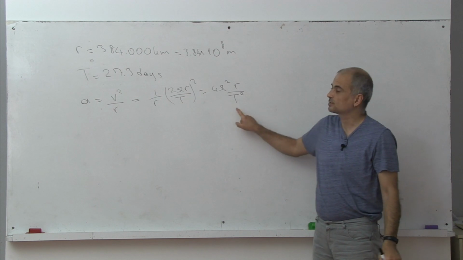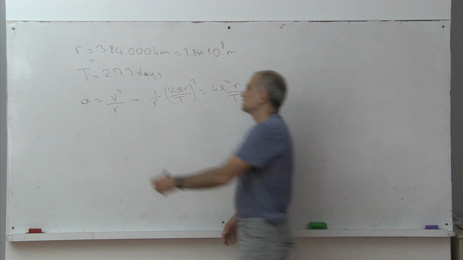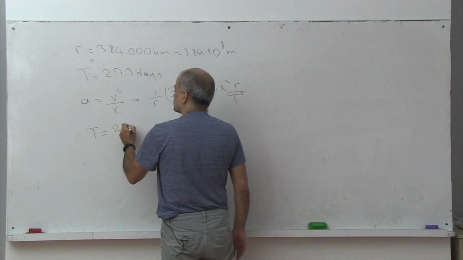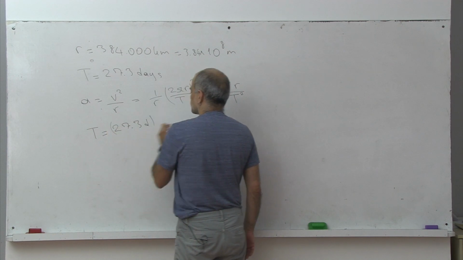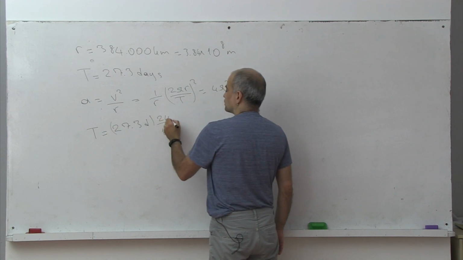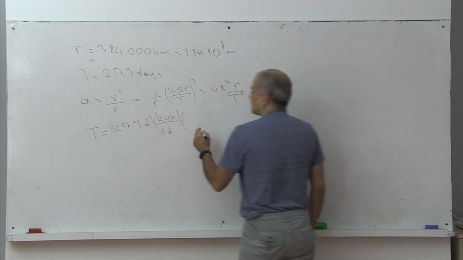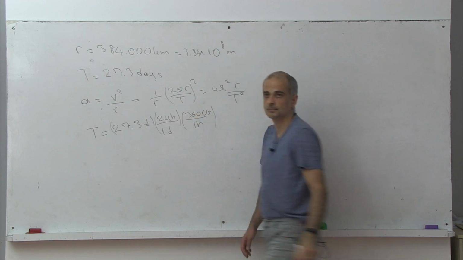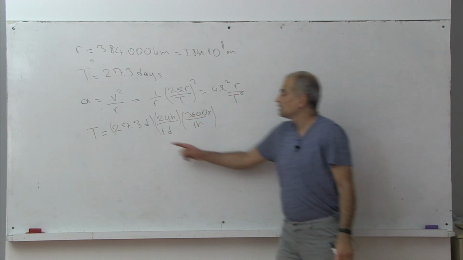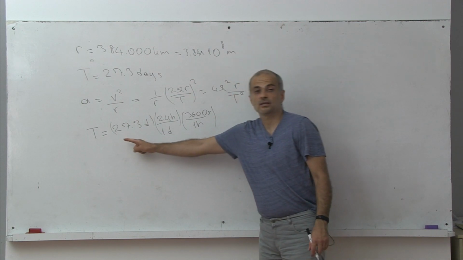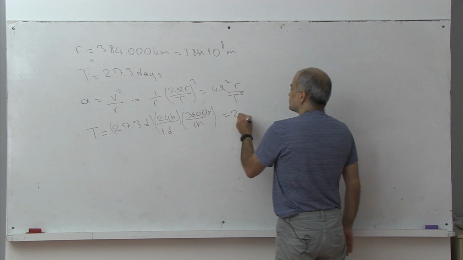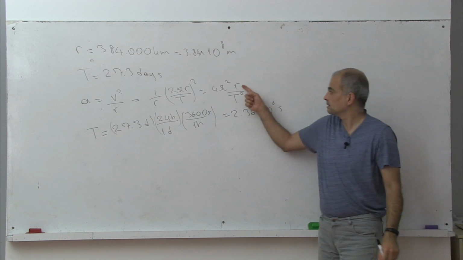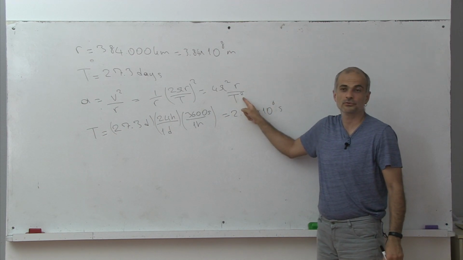Now, of course, we still need to express t in terms of seconds. The period of the rotation of the Moon is 27.3 days. 1 day is 24 hours, and 1 hour is 3,600 seconds. And this will tell us that the period of the Moon around the Earth is 2.36 times 10 to the power 6 seconds.